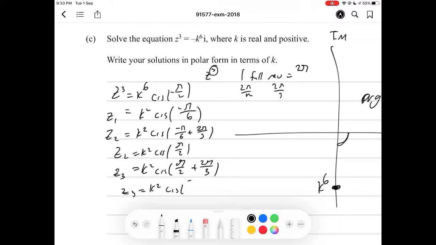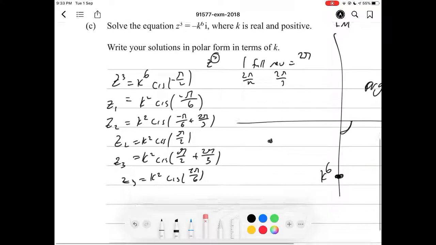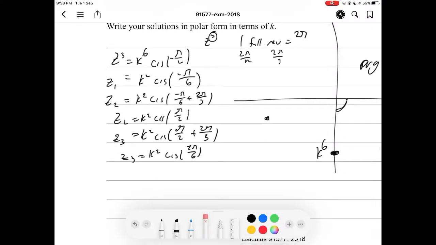z3 equals k squared cis of 7 pi over 6, but this angle is 7 pi over 6, so it's better if we write it as a negative because that will give us a smaller argument. So we just need to subtract 2 pi. If we subtract 2 pi, we should get that z3, the third root, is equal to k squared cis of negative 5 pi over 6. And that's our 3 solutions there.